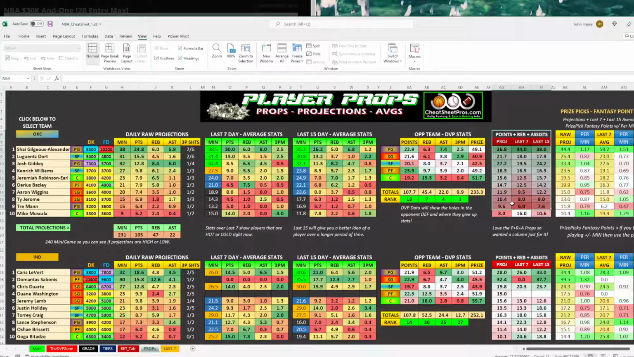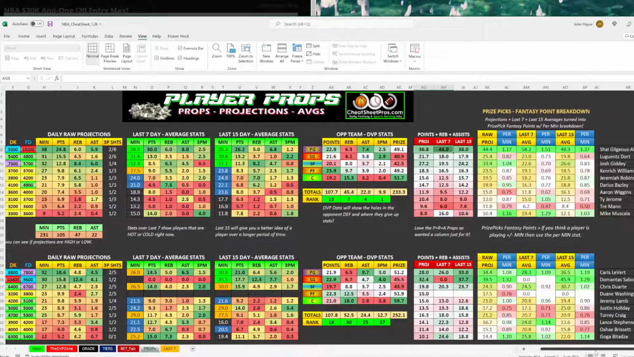I love doing points, rebounds, assists, so I brought this in here to help me. You can see what they're projected at, their last 7 PRA, their last 15 PRA. So you can see Alexander's projected at about 37, but he's been averaging 44 over the last week, so that's one I would take a look at.